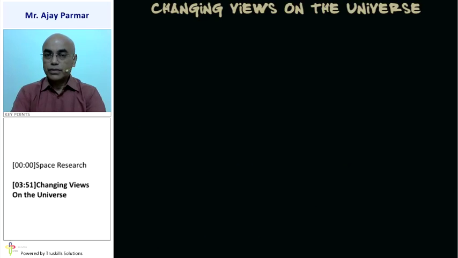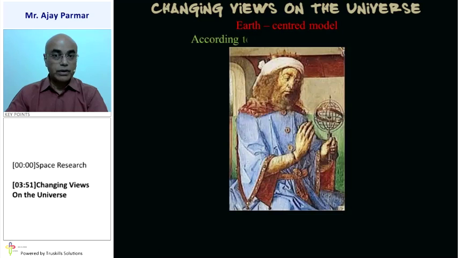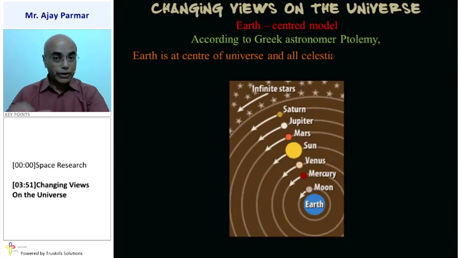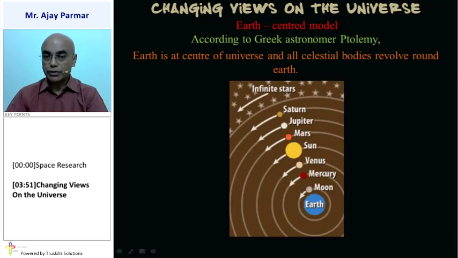There are various views on how this universe works or what the real situation in the universe is. Some scientists put forward their views. First was the Earth-centered model. According to the Greek astronomer Ptolemy, Earth is at the center of the universe, and all the other heavenly objects revolve around the Earth. Because that was the apparent view that any scientist or any layman would have had. We also feel that the Sun revolves around the Earth.